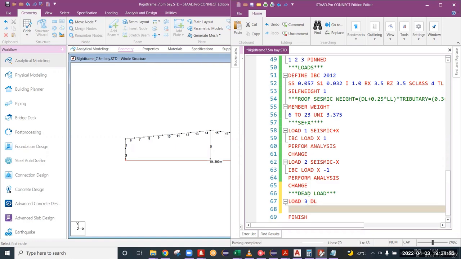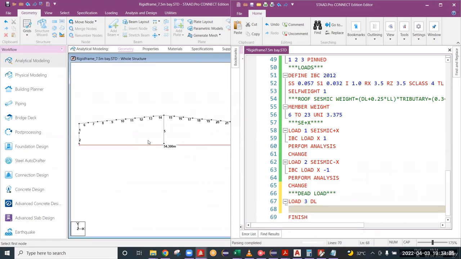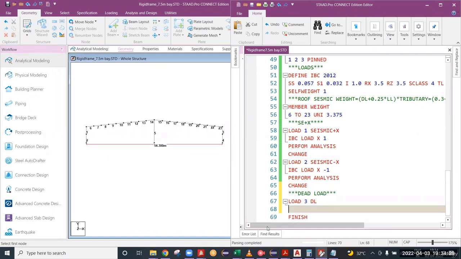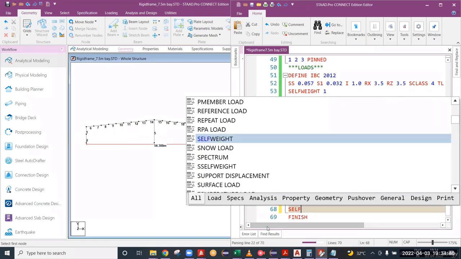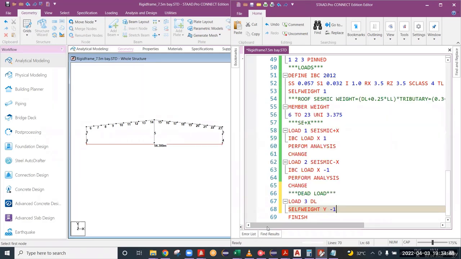So what is the first dead load you have to consider in the gravity load? Self weight. Yes, exactly. In which direction? Minus, obviously, minus y. Y minus 1, like this you will give. This is the syntax for dead load, the self weight of the structure.